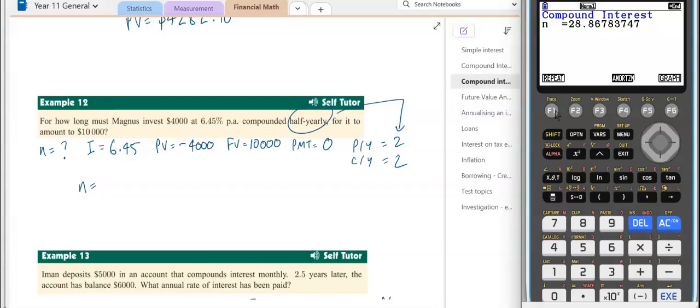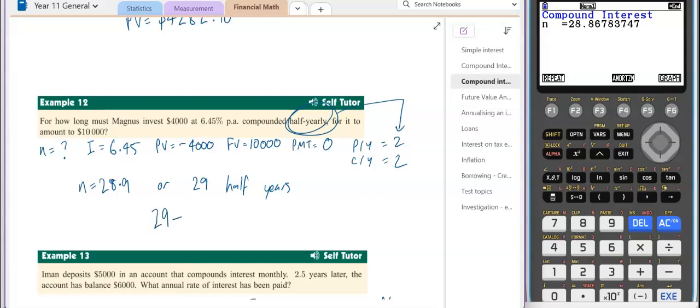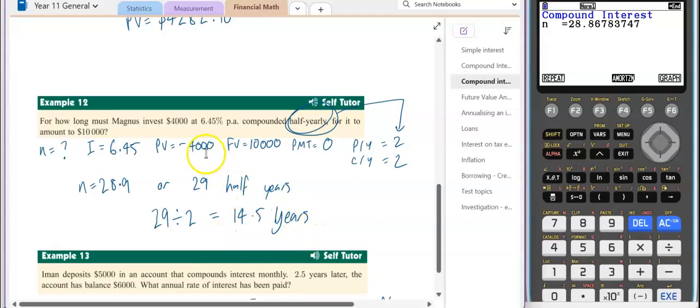So F1. This is telling us N is 28.9, or approximately 29. But that's 29 compound periods, because it's interest being compounded half yearly. It's 29 half years. Okay, so it's more appropriate to express that as years. So 29 divided by 2 to give us the number of years, because it's 29 half years. That would give us 14.5, or 14 and a half years. Okay, so Magnus would have to leave that in 14 and a half years in order to turn that $4,000 into $10,000 based on that interest rate and interest being compounded half yearly.